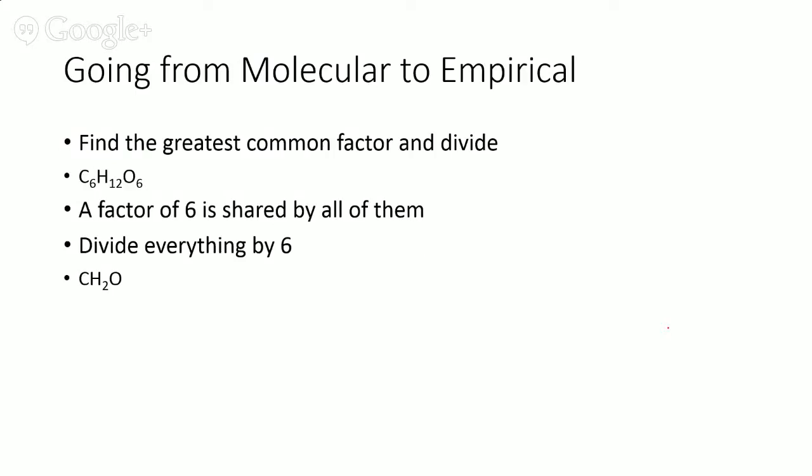Going from the molecular to the empirical formula is probably the easiest thing that we'll cover in this video. Basically, you're just going to find the greatest common factor and divide each number by it. If this was my formula, C6H12O6, I know that they all have 6 as a common factor. So I can divide each number by 6. C6 divided by 6 gives 1 carbon. H12 divided by 6 gives 2 hydrogens. And O6 divided by 6 gives 1 oxygen. So the empirical formula would be CH2O.